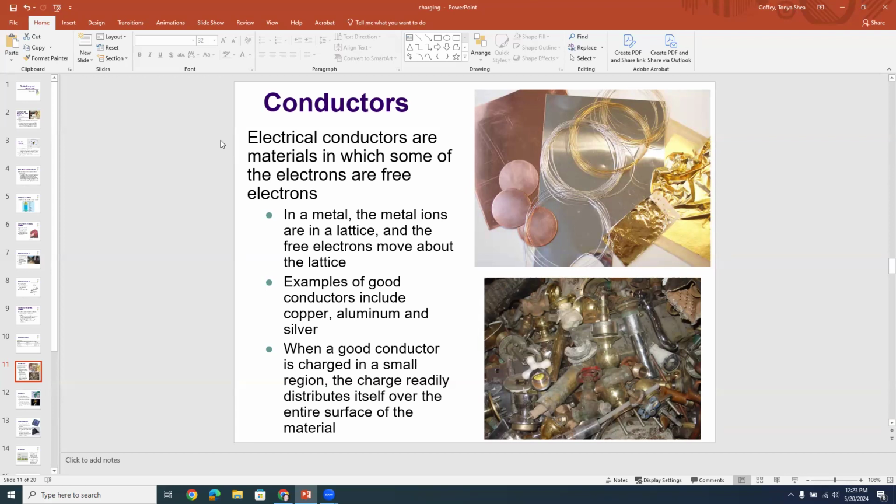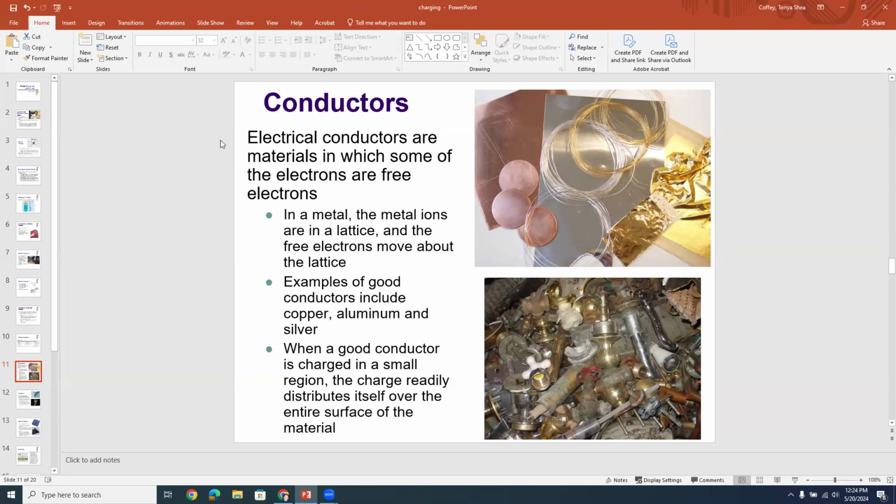Now, when a good conductor is charged in a small region, let's say that you charge something by conduction so that you add a net charge to, say, the left-hand side of a conductor, then what happens is the charge wants to be uniform across the whole object. And so the charge will quickly move around and redistribute so that that happens, okay?